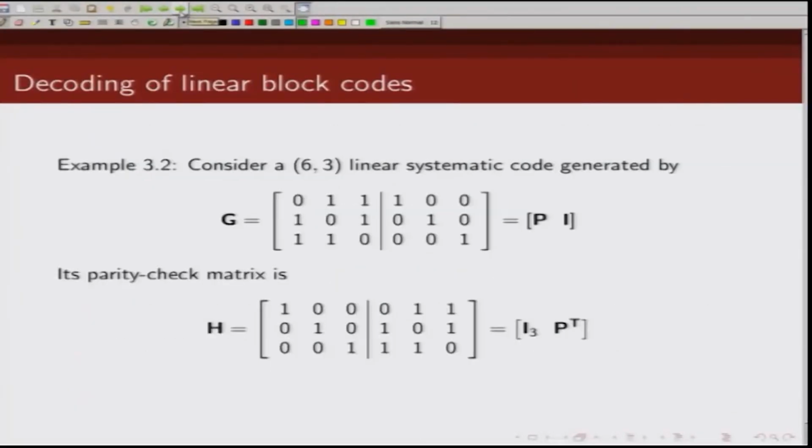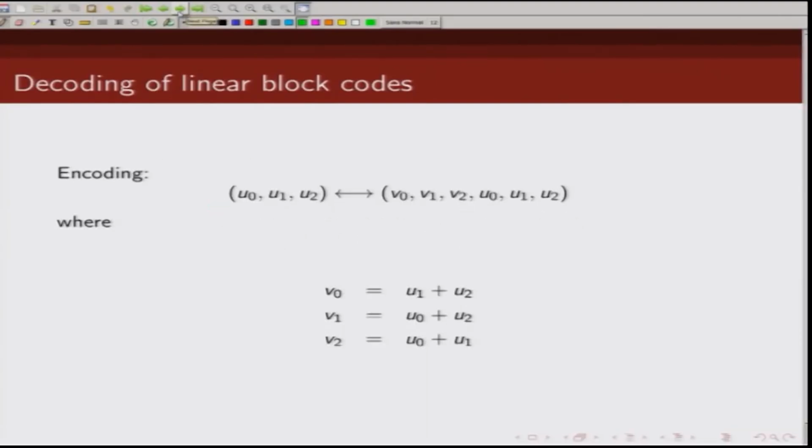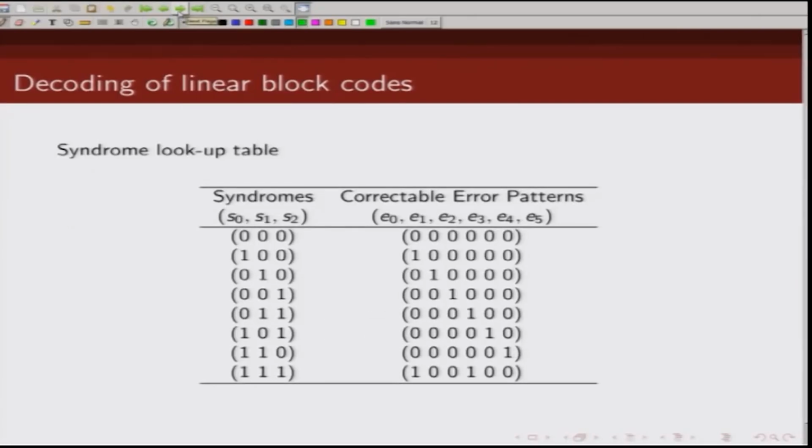So, let us take an example to illustrate how we can use this standard array for error correction and error detection. This is our 6-3 systematic linear binary code, whose generator matrix is given by this and parity check matrix is given by this. These are the encoding equations. This is a mapping of the syndrome to the coset leader.